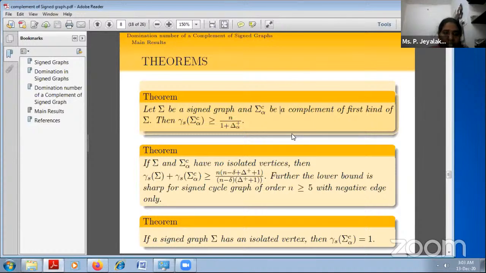Then gamma of sigma plus gamma of sigma alpha complement is greater than or equal to n times of n minus small delta plus capital delta plus 1 divided by n minus delta into delta plus 1. Here delta means minimum degree of sigma, and delta plus means maximum positive degree of sigma. Furthermore, the lower bound is sharp for signed cycle graph of order n with negative edges only. Next theorem is if signed graph has an isolated vertex, then gamma of sigma alpha complement equals 1.